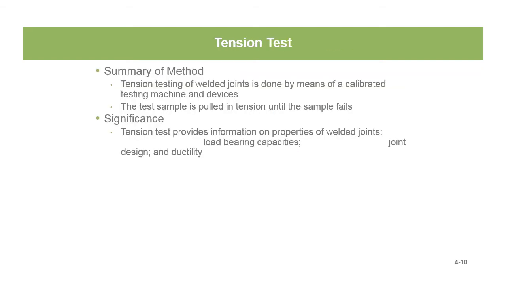The tension test. Summary of method. Tension testing of welded joints is done by means of a calibrated testing machine and devices. The test sample is pulled in tension until the sample fails. The significance: tension test provides information on properties of welded joints, load-bearing capacities, joint design, and ductility.